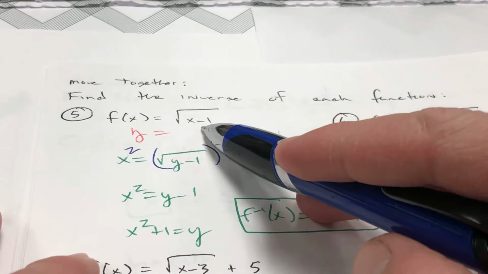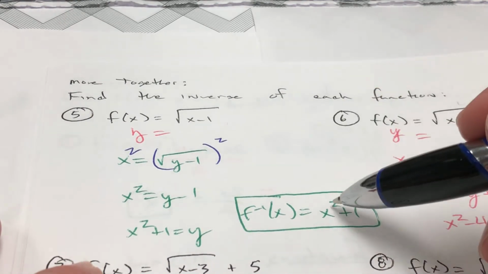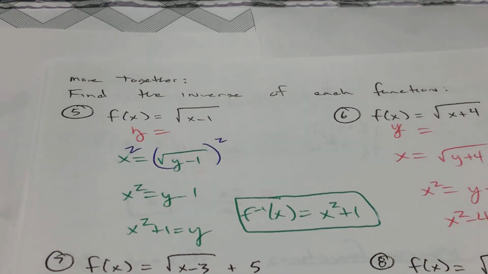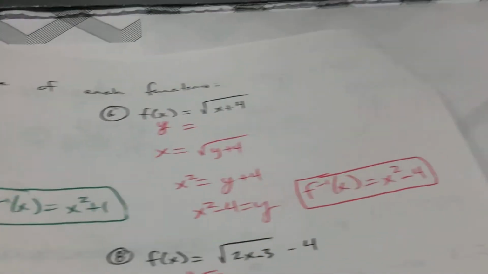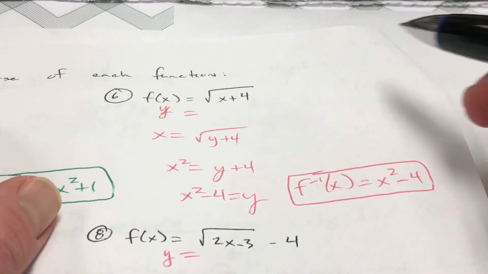f inverse of x is x squared plus 1. All right, well, you were taking the square root of something involving x. Now we're squaring it. I was subtracting 1. Now I'm adding 1. Again, inverses look like they have opposite arithmetic operations when all is said and done. So you can kind of check your work.